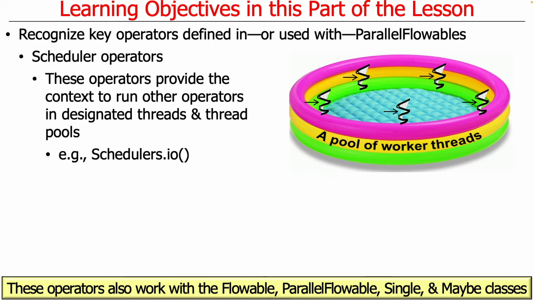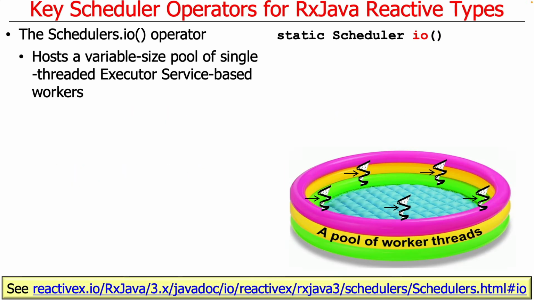And this operator and the other ones we talked about, like computation and new thread and so on, work with flowable, parallel flowable, single, and maybe. So these are useful operators that kind of cross-cut the various reactive types in RxJava. So let's talk about the I/O operator.